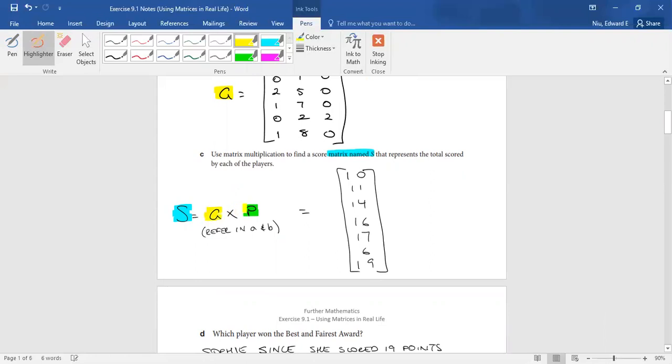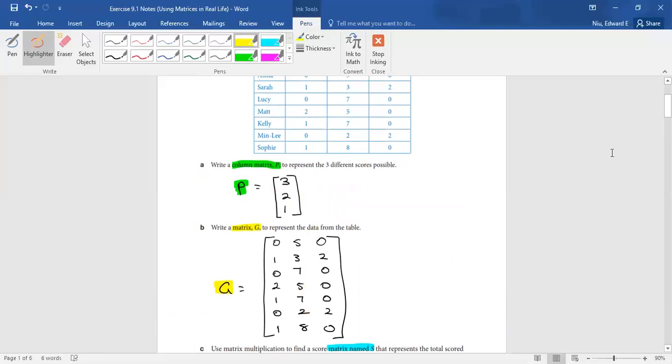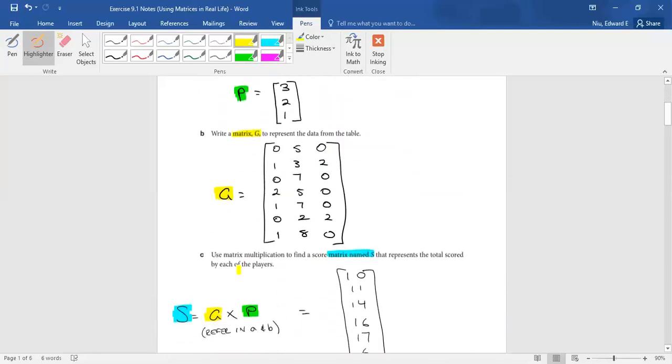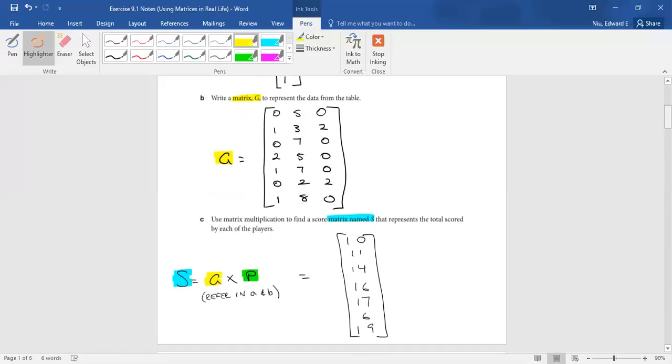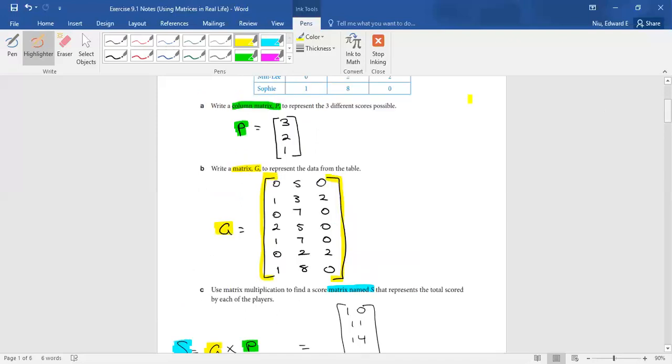And the P matrix from part A. You multiply the 2 matrices together, so these 2. Remember, the order is G times P, so this matrix here times this matrix here. In your CAS, once you've done that, it should spit out 10, 11, 14, 16, 17, and so on. While we're here, let's highlight the matrix as well, so we won't ever forget. Again, highlighting is really important. I can't emphasize enough how important it is to underline or highlight the questions in matrices.